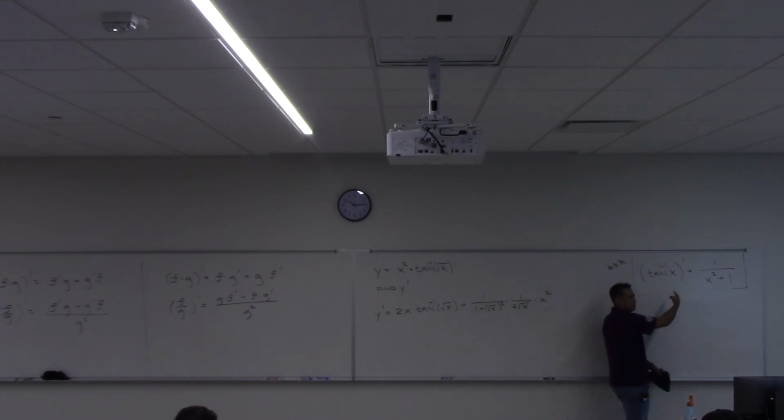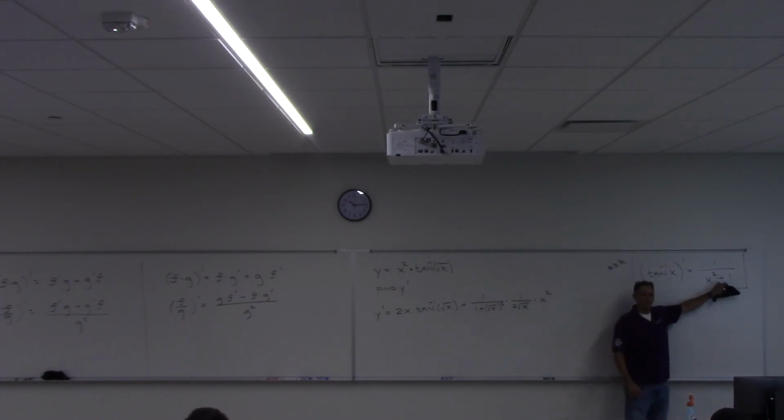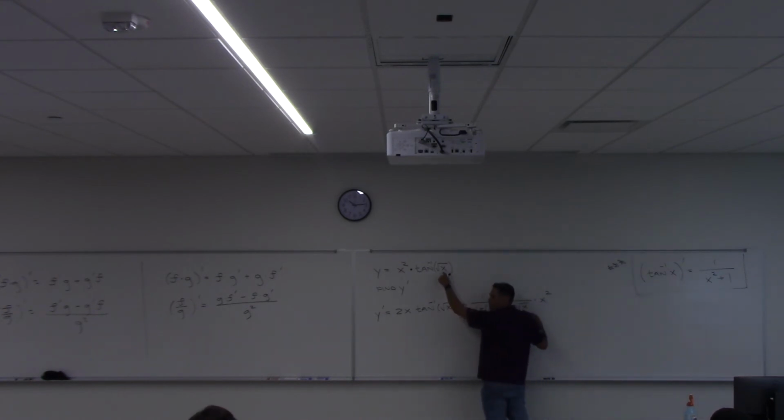I'm using this. Oh, and I switched it. I did the 1 in front of the x squared. Is that all right with you? But what the heck is this? It's the derivative. Chain rule. I had to take derivative of the square root of x.